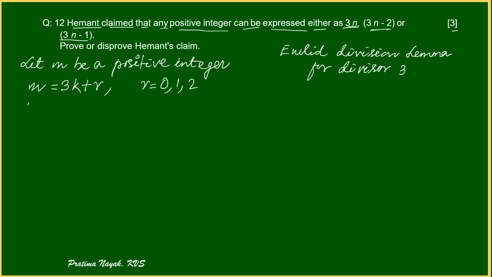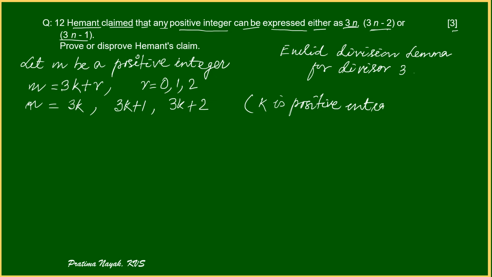That means what am I getting? I am getting m is equal to 3k plus 0, that is 3k, or 3k plus 1 or 3k plus 2. This is also in your textbook. So any positive integer can be expressed as 3k, 3k plus 1 or 3k plus 2, where k is a positive integer. Out of these, you may get 1 mark.